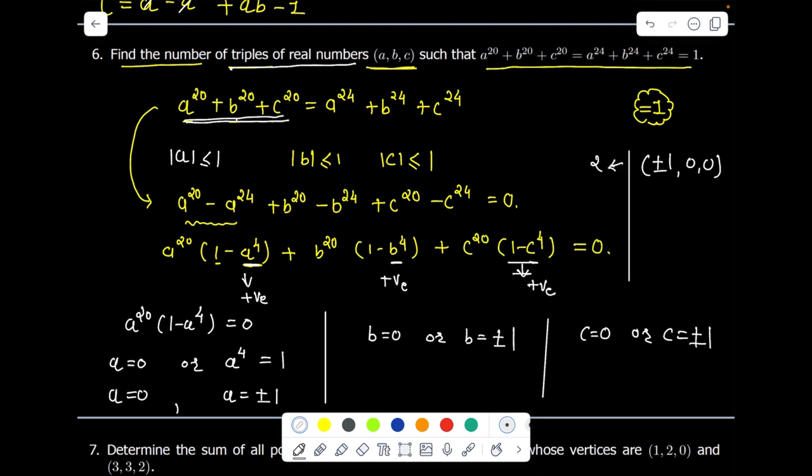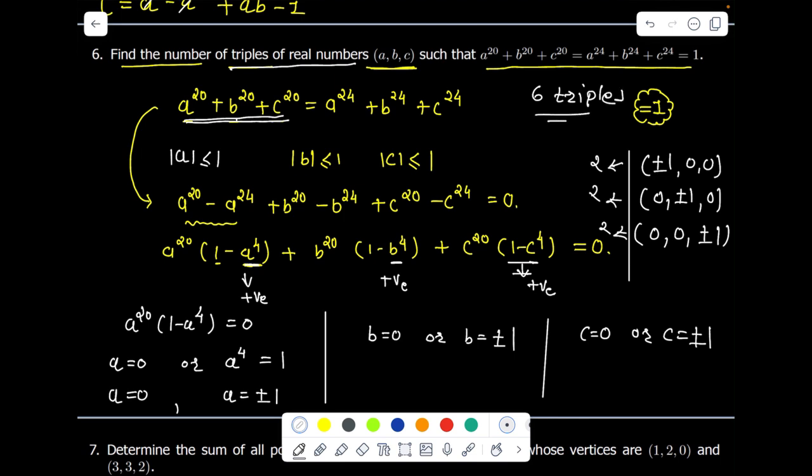Again, if a is 0, and b is plus or minus 1, c will be 0. Again, if a is 0, b is 0, and c value is plus or minus 1. So in total, you will get 2 plus 2 plus 2. So there are total 6 triples. So answer is 6.